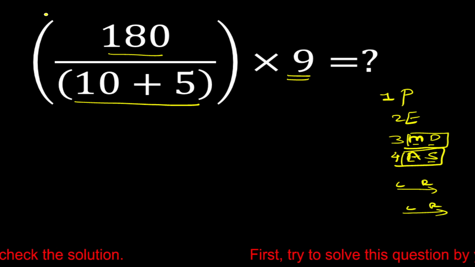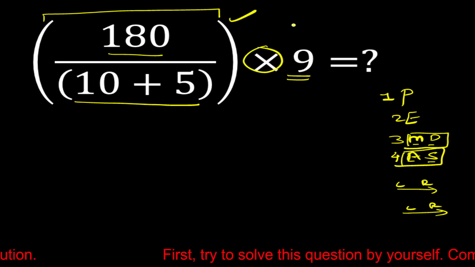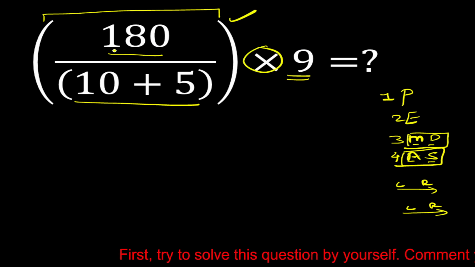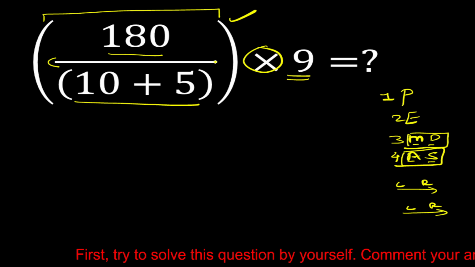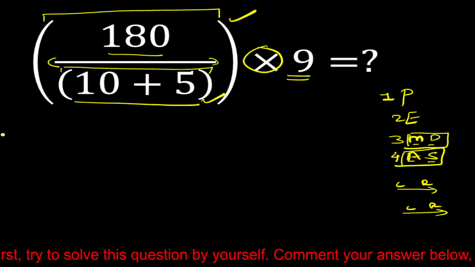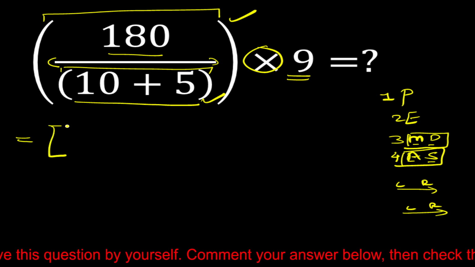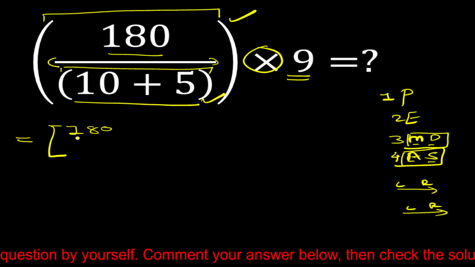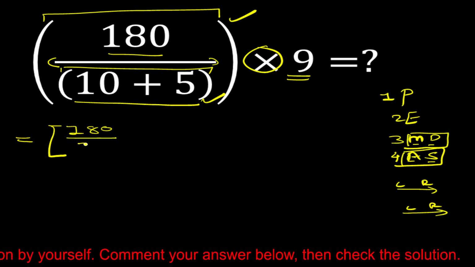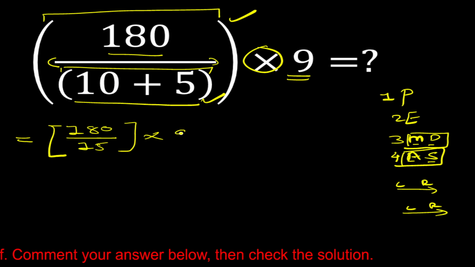Okay, so in this question we have one parenthesis and one multiplication. So first we have to solve this parenthesis. In this parenthesis we have one division and another parenthesis. So first we have to solve this parenthesis. So 180 divided by (10 plus 5) is equal to 180 divided by 15, multiply 9.